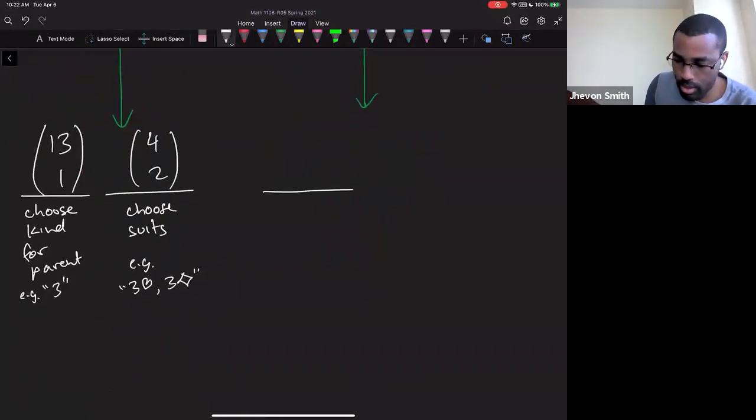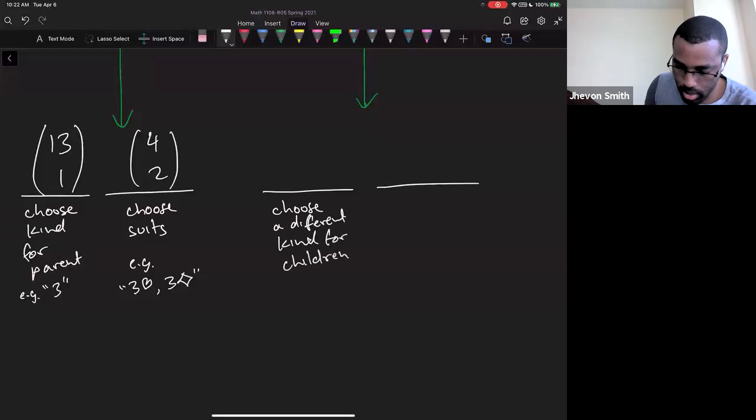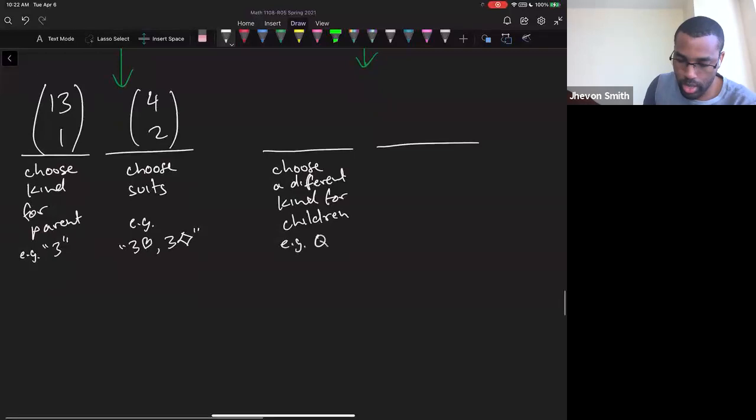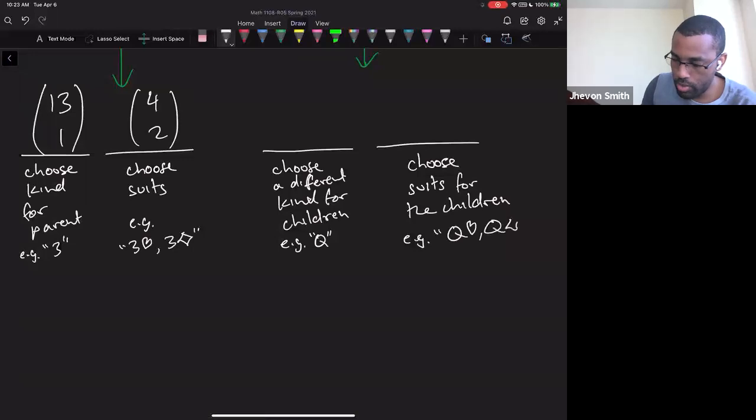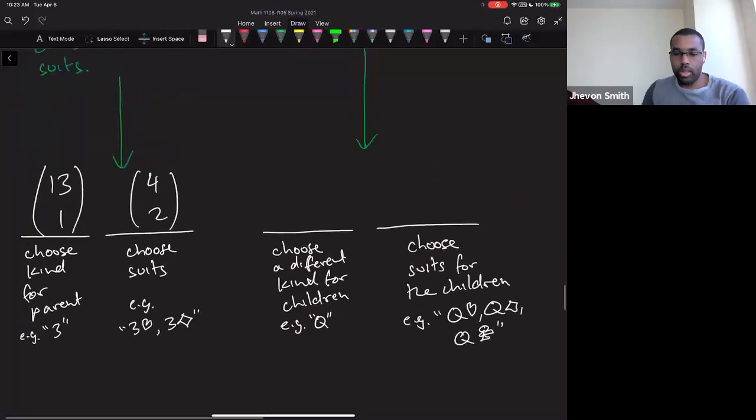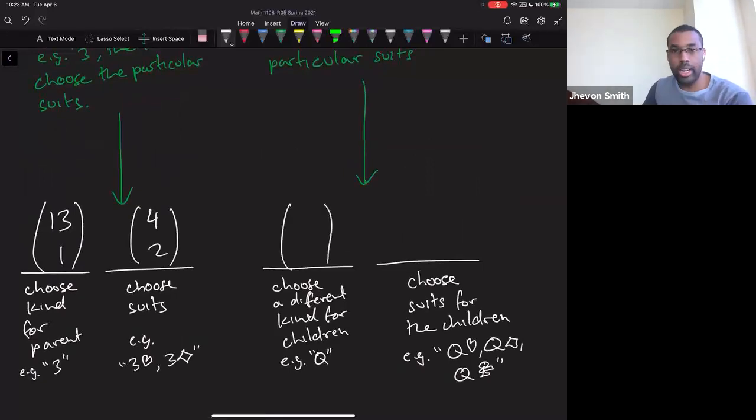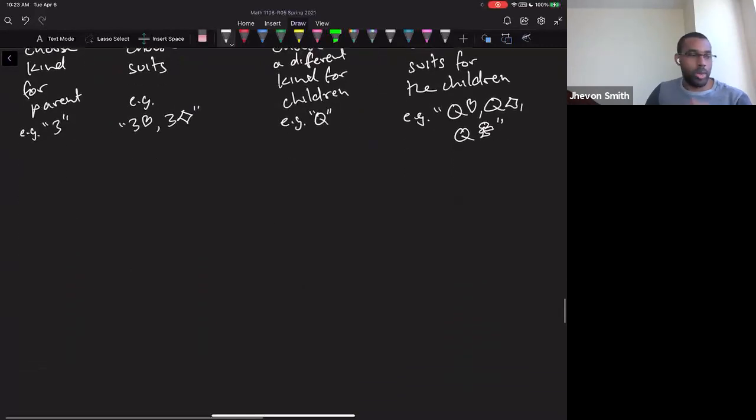So here, choose a different kind for the children. Example, queen. Then choose suits for the children. Example, you can get the queen of hearts. She's my queen. Jon Snow reference. Queen of clubs, queen of spades. Jon Snow knows nothing, so we're not going to ask him for any advice here. But the idea is there will be 12 kinds left over for you to choose. You want to choose one of them. And then from the four cards in that kind, you're going to choose three of them to create the children.